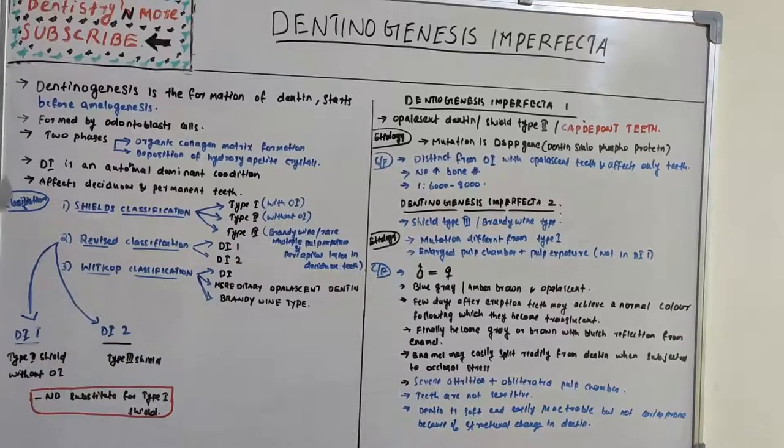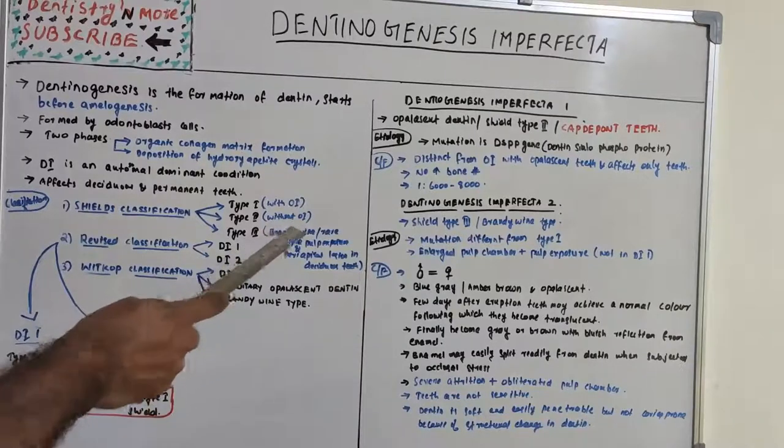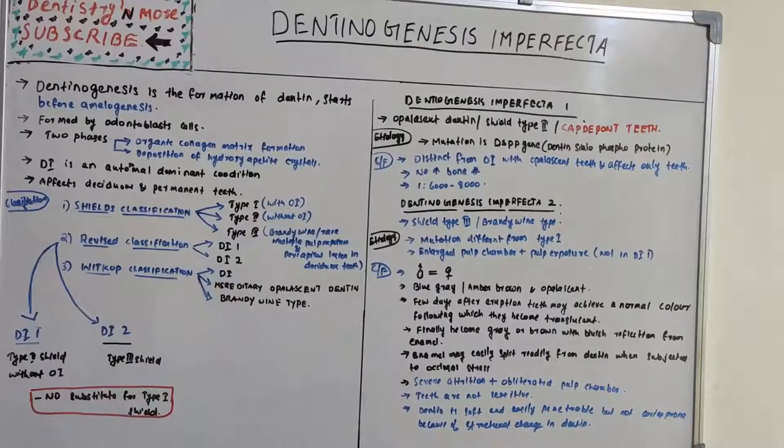Brandywine type, which is a rare form with multiple pulp exposure and periapical lesions in deciduous teeth. And why did it get this Brandywine name? It is because Brandywine is a place in Maryland, USA. That place reported this type of dentinogenesis imperfecta for the first time, and there were many cases reported in that area. So that particular dentinogenesis imperfecta with multiple pulp exposure and periapical lesions in deciduous teeth is named after the place. So Brandywine is a place in Maryland, USA. That is type 3 in Shields classification.